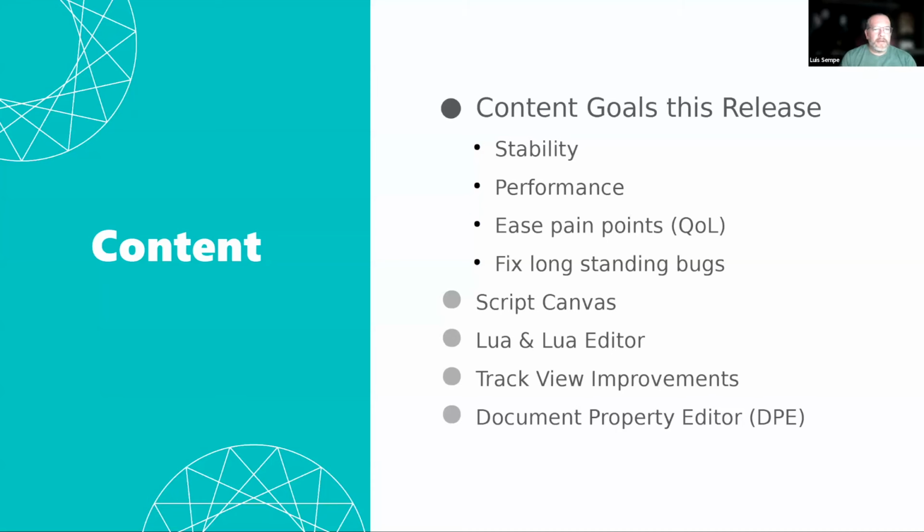All right, hi everybody. I'm Luis Sempe. I am the chair for C Content. C Content covers a large number of the tools that O3D uses to create content, so scripting, track view, but it also covers some of the systems themselves, like the asset browser and the tools that it uses, like the document property editor. So in this release, the goal was to work a lot on the stability, performance, and easing a lot of the pain points that have been in the engine for a while now. So a lot of long-standing bugs.